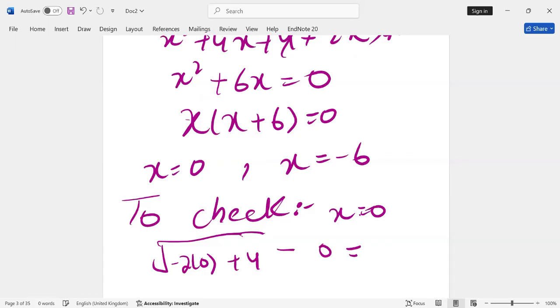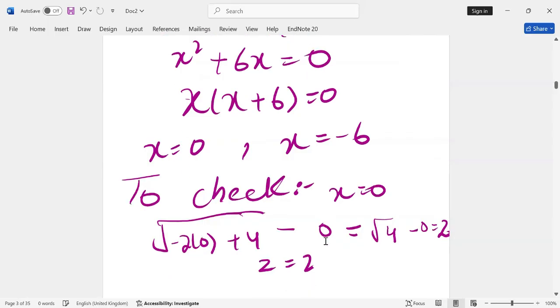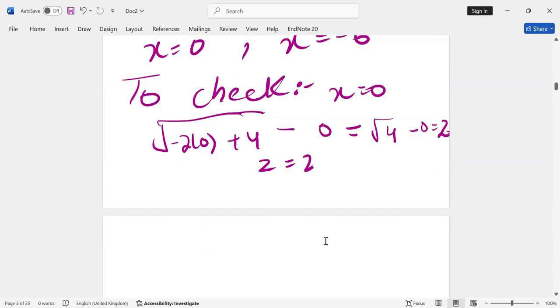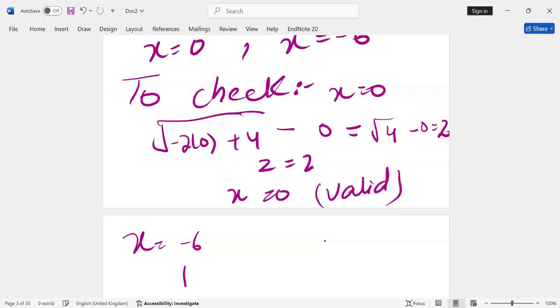We have square root of 2, square root of 4 minus 0, that is equal to 2. So the square root of 4 is 2, equal to 2. That means that x equals 0 is a valid value. Now check when x equals minus 6.